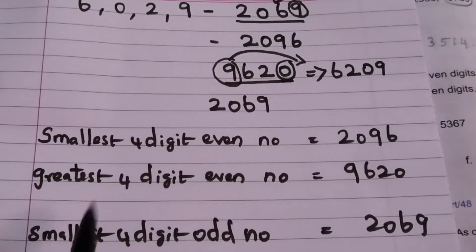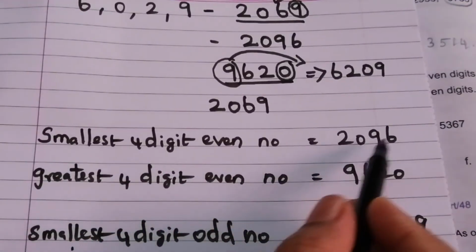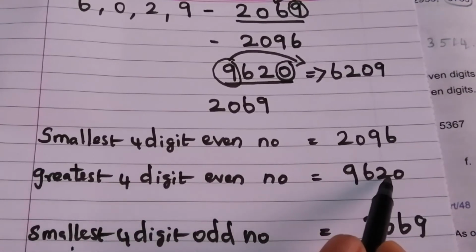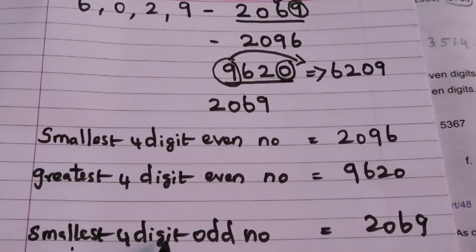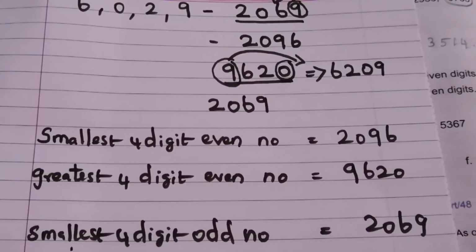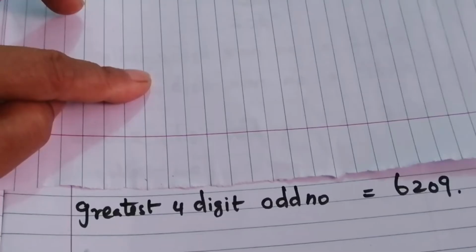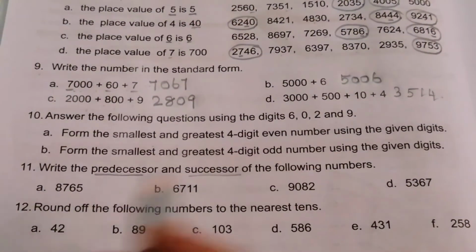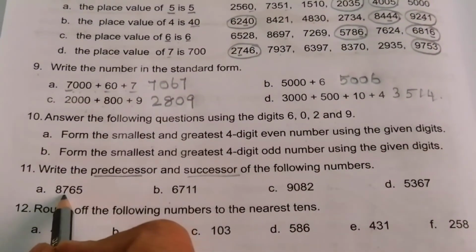So smallest 4-digit even number equal to 2096. Greatest 4-digit even number equal to 9620. Smallest 4-digit odd number equal to 2069. And greatest 4-digit odd number equal to 6209. And 11, write the predecessor and successor of the following numbers.